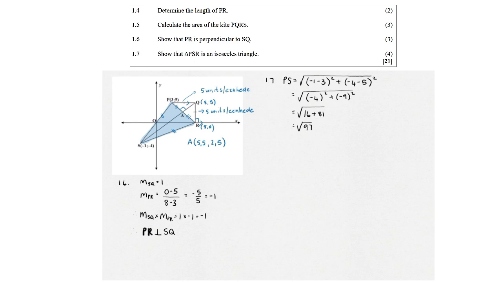Then the length of SR is equal to the square root of negative 1 minus 8 in brackets squared plus negative 4 minus 0 in brackets squared.